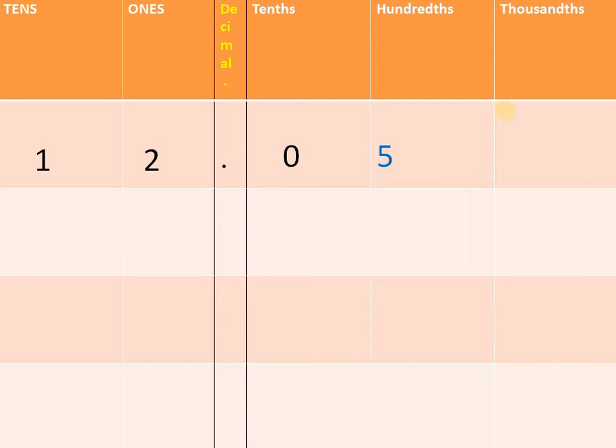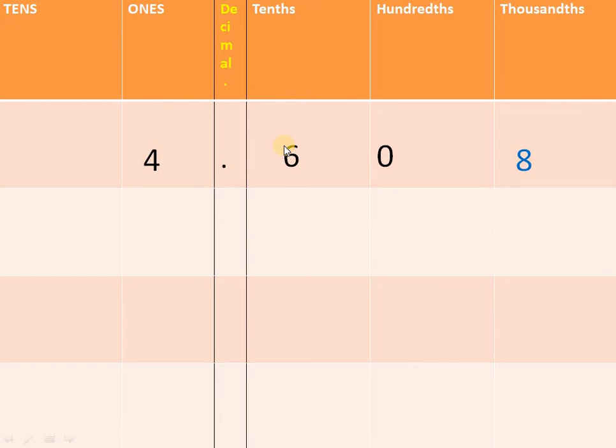Next, part C, 12.05. The place value of 1 is 10 and 2 is 2 ones. Then the decimal, tenths is 0. Now hundredths, it is 5. So what is the place value of 5 here? The colored digit, 5, is equal to 5 hundredths.